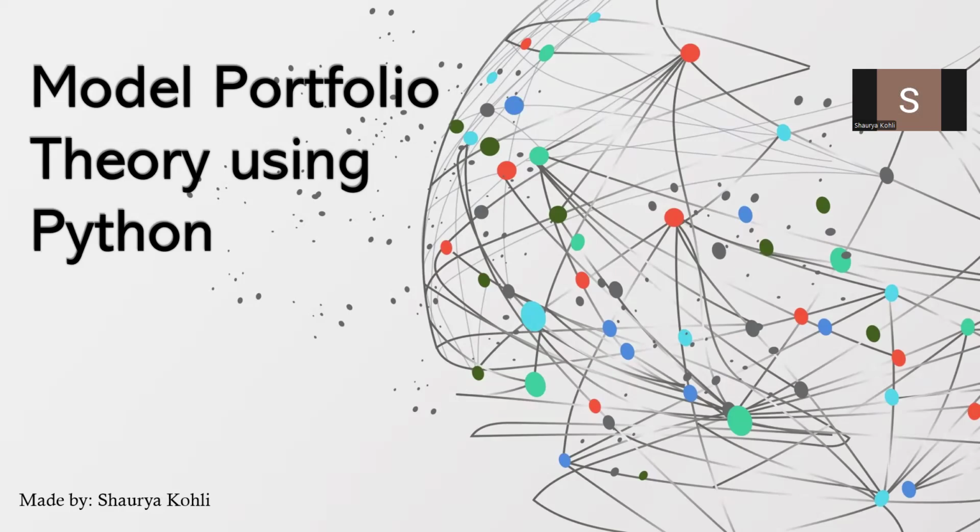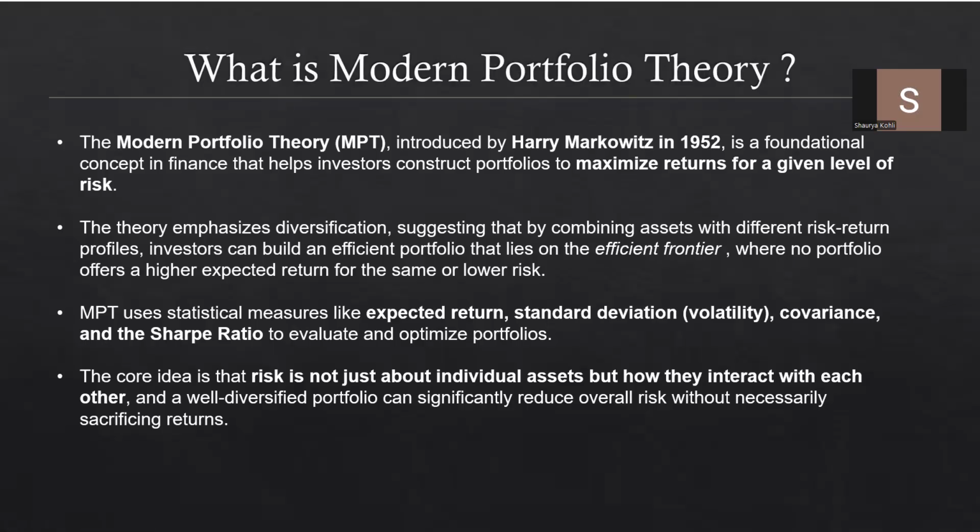This is a quantitative method to determine the optimal allocation of assets in a portfolio with a goal of maximizing return relative to risk. So before starting further, let us know what is modern portfolio theory. Modern portfolio theory is a foundational concept used in finance to help investors construct portfolios to maximize their return for a given level of risk.